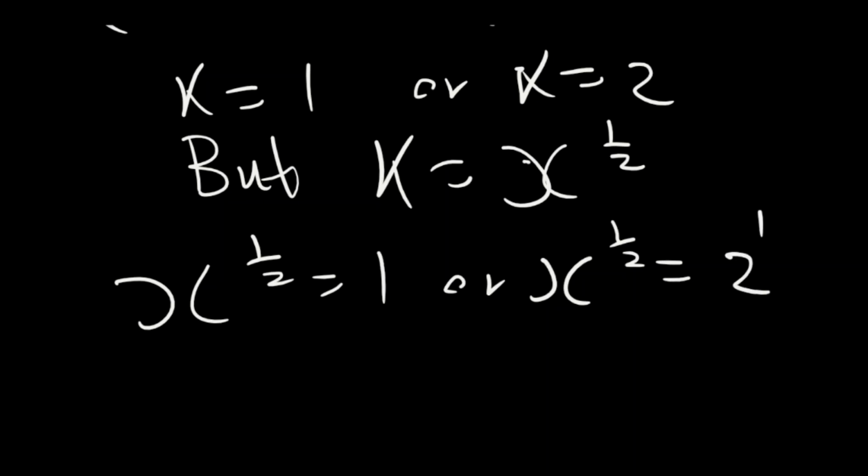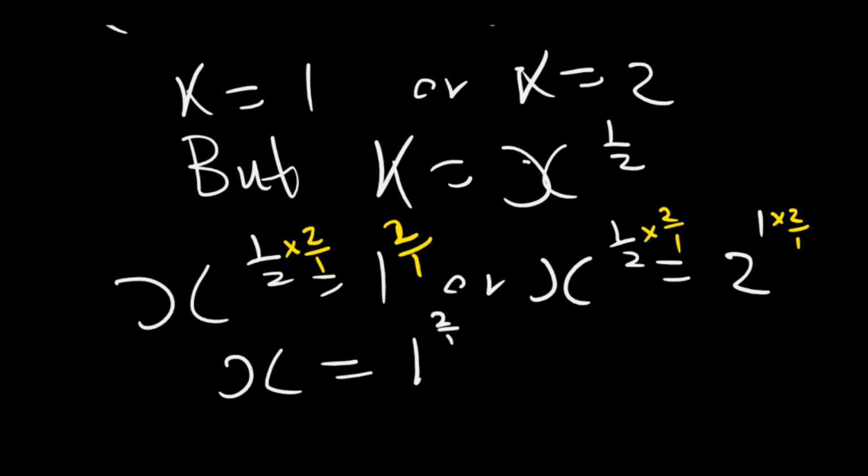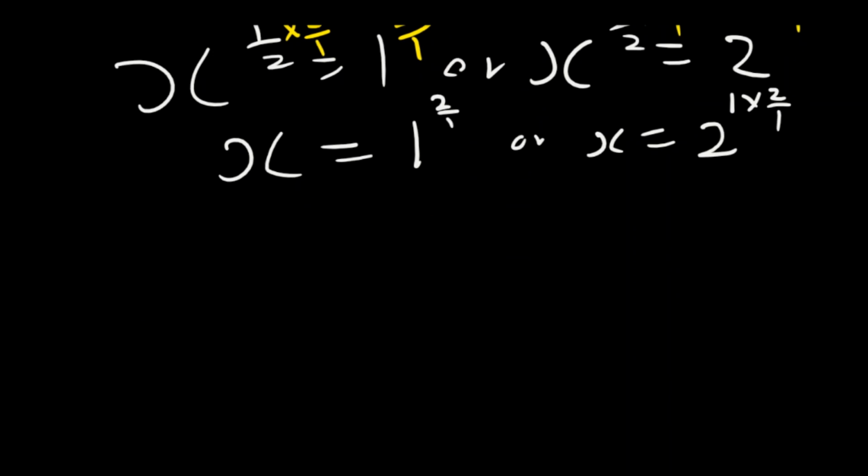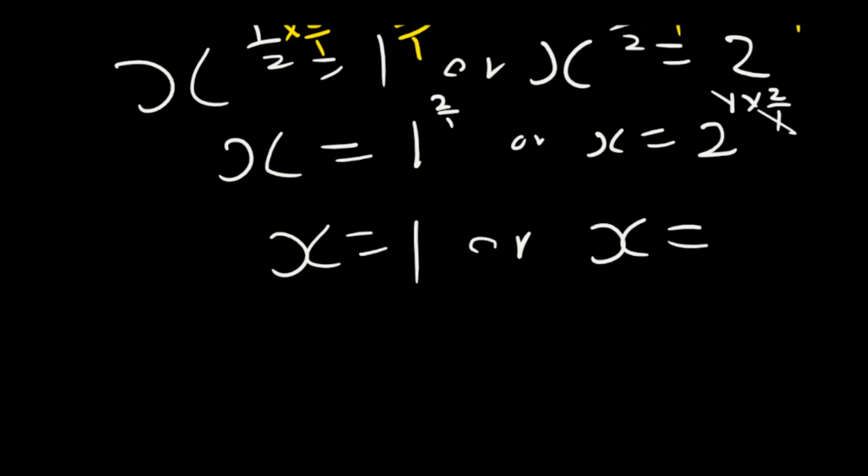So now we want to have a solution of x is equal to, not to the power of 1 over 2. So you have to remove this power of 1 over 2. So we're going to multiply it by 2 over 1, including here, multiply it by 2 over 1, which means here at 1 we could say 2 over 1, and then multiply by 2 over 1. I hope I'm making sense. If I don't, let me know. So now you have x is equal to 1 to the power of 2 over 1, or x is equal to 2 to the power of 1 times 2 over 1. Then now 1 to the power of anything is just 1, so x is equal to 1, or x is equal to, so this one goes out with this one, so it's 2 to the power of 2.